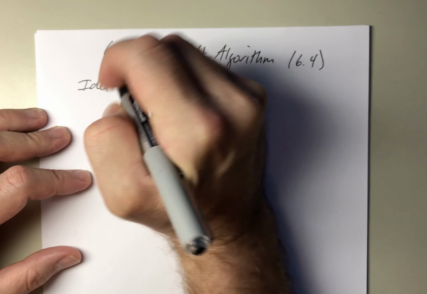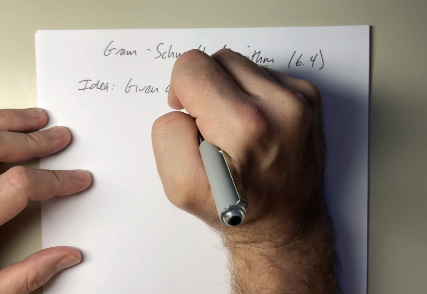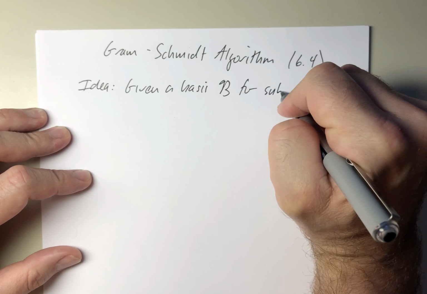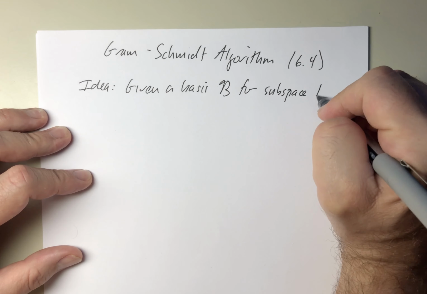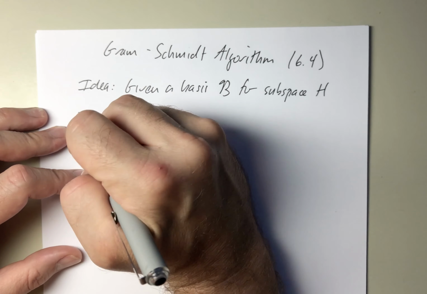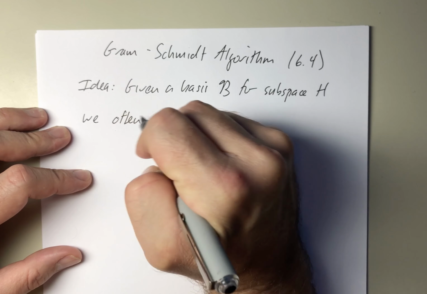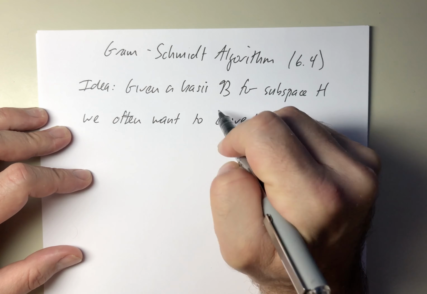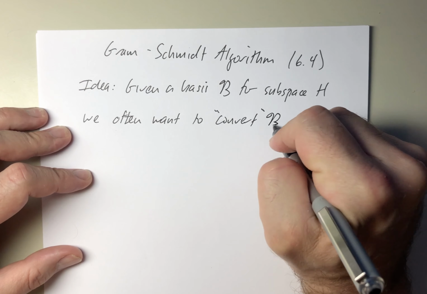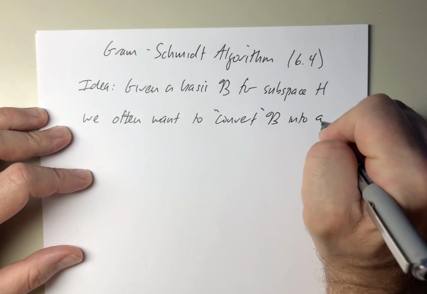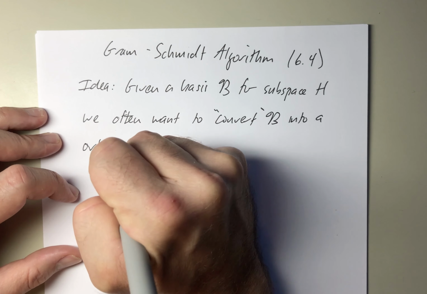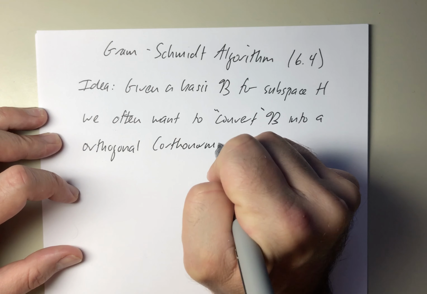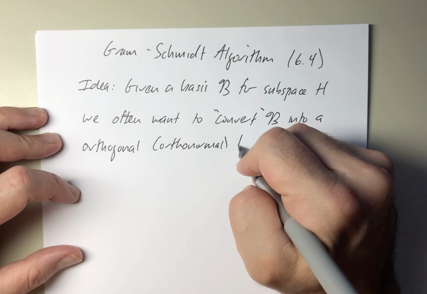The idea here is that suppose we're given a basis B for some subspace H, maybe, living in R^n. We often want to convert B into an orthogonal, or even better, an orthonormal basis B prime.